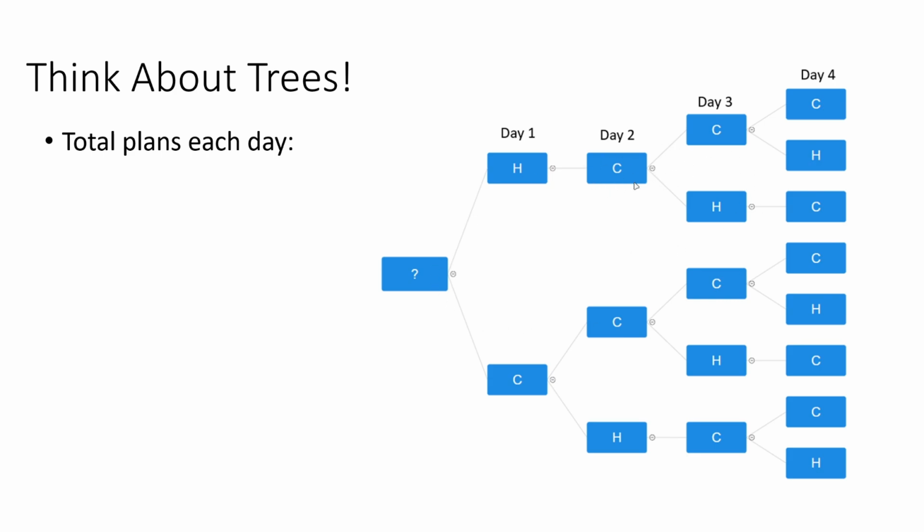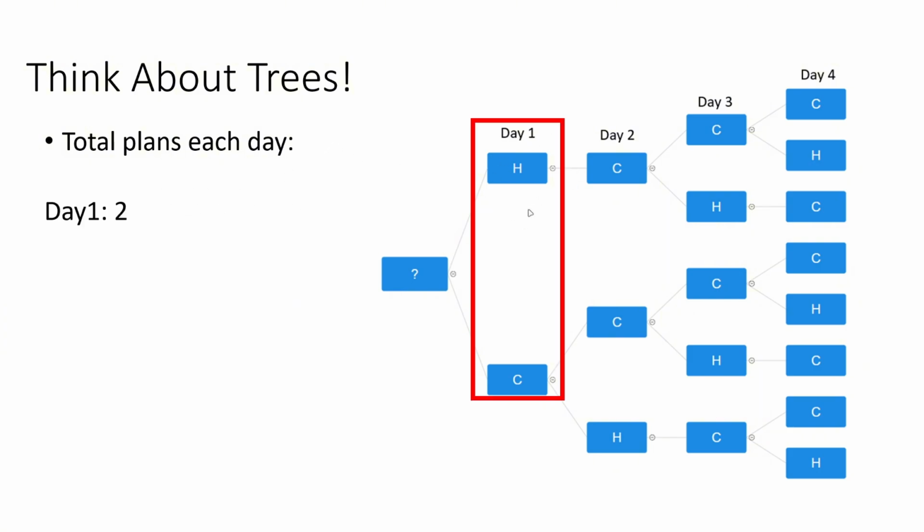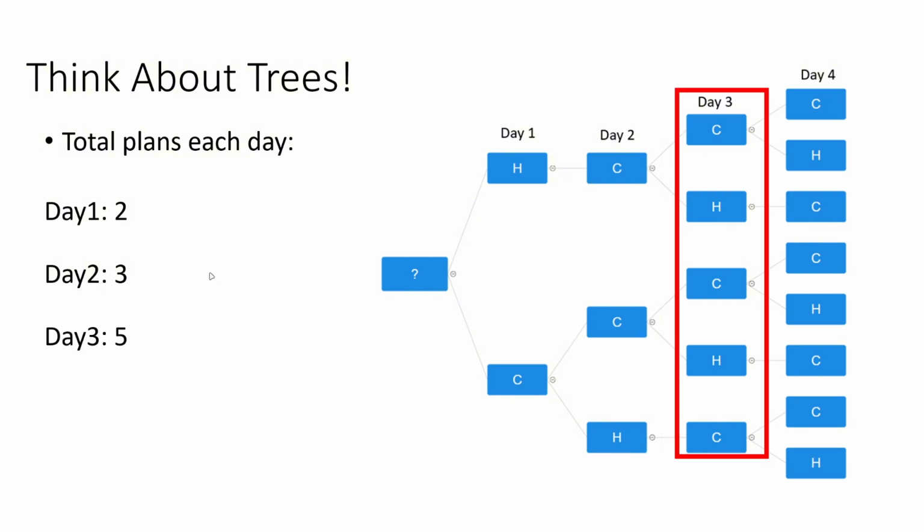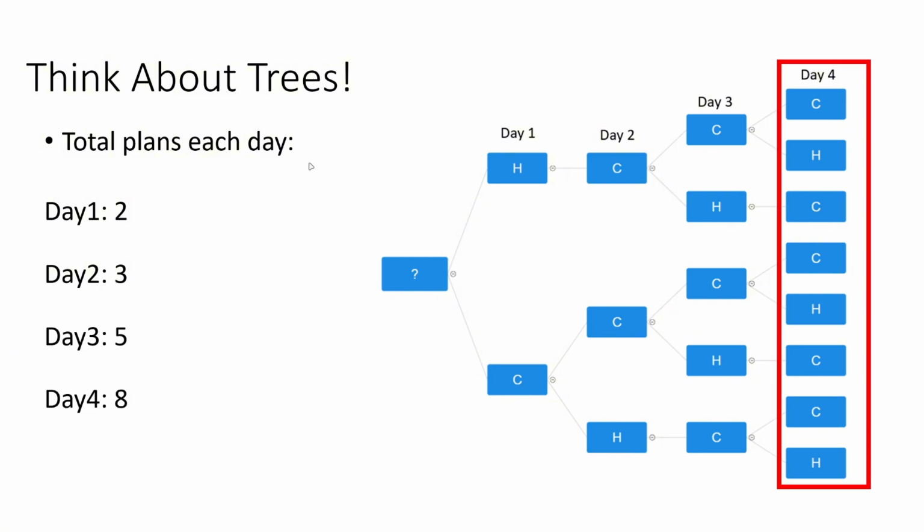Now we can try to spot some patterns. Think about the total plans on each day. On day 1, there are 2 total plans. On day 2, there are 3 total plans. On day 3, there are 5 total plans. And on day 4, there are 8 total plans. Now we need to try spotting a pattern in this total.